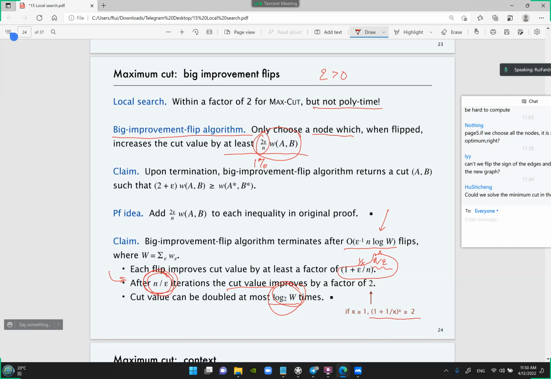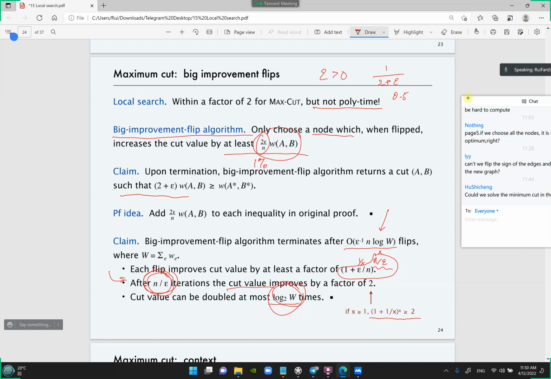So what we gain from this algorithm is that you now have polynomial running time. However, what you lose is that because you insist on only doing flips which improve your cut by 2 epsilon over n, you can show that you don't get a 2 approximation anymore. Instead, your solution is only guaranteed to be this times the optimal solution. For example, if your epsilon here is, let's say, 0.5, then your solution is not going to be half of the optimal solution. It's now only going to be 40% of the maximum solution.